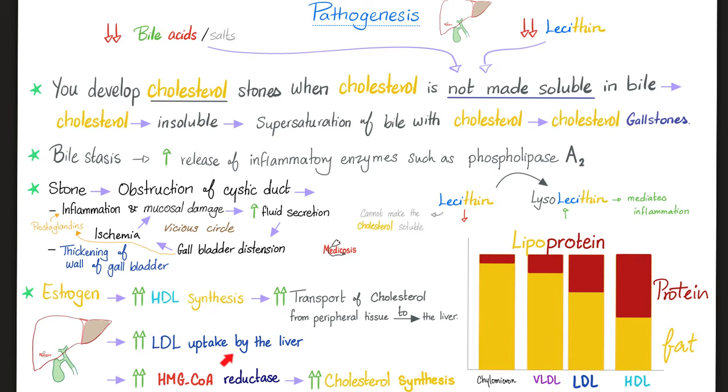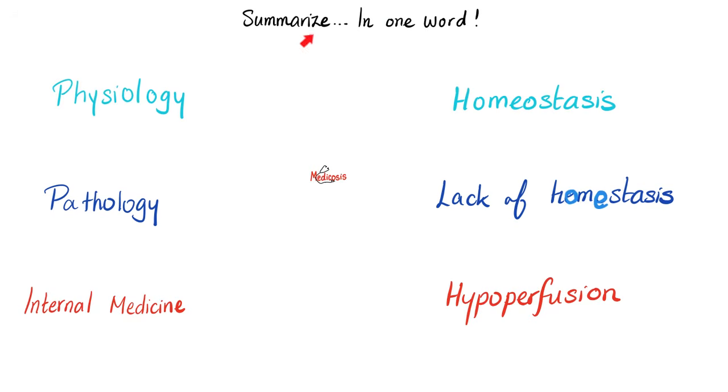Second, estrogen increases LDL uptake by the liver. Remember the LDL receptor? Yeah, now it's going to take more LDL into the liver. What's in the LDL? Fat, cholesterol. More cholesterol gallstones. Third, estrogen increases the activity of HMG-CoA reductase enzyme, making more cholesterol. More cholesterol, more stones.